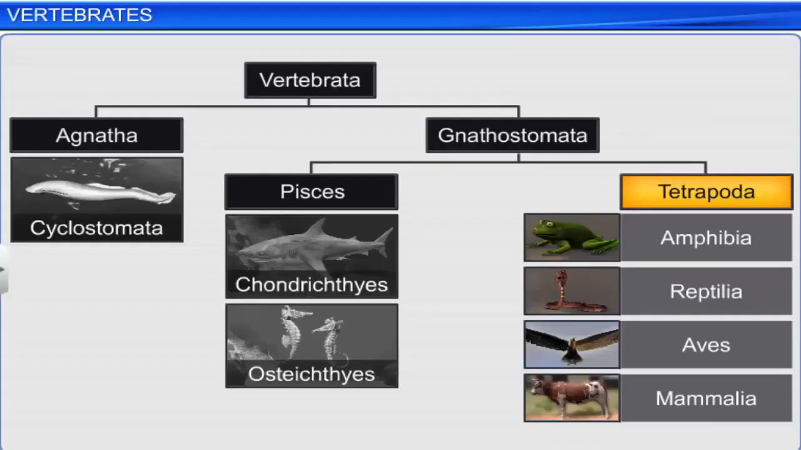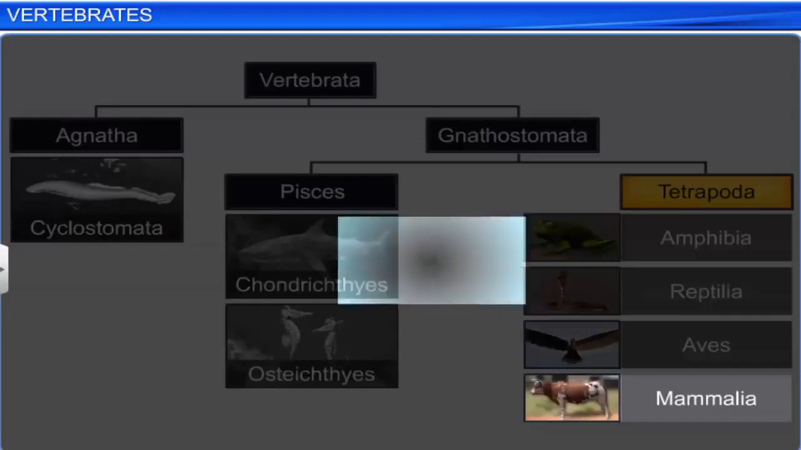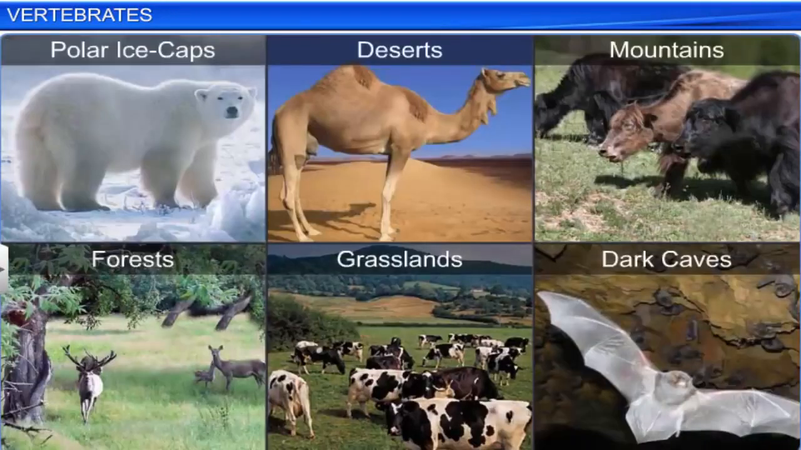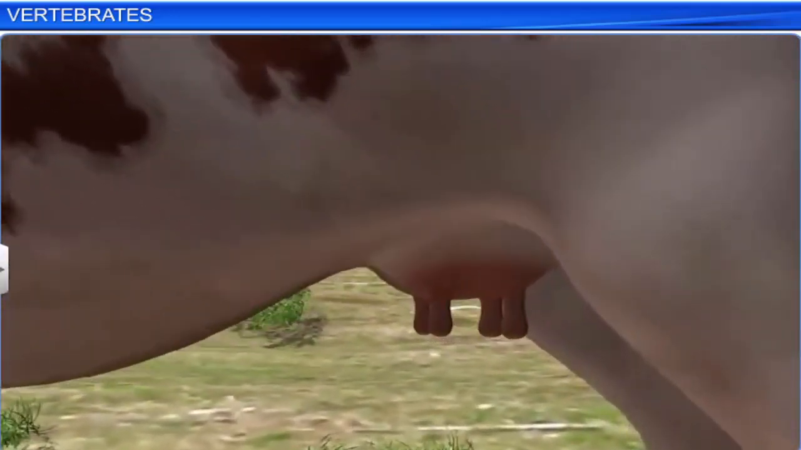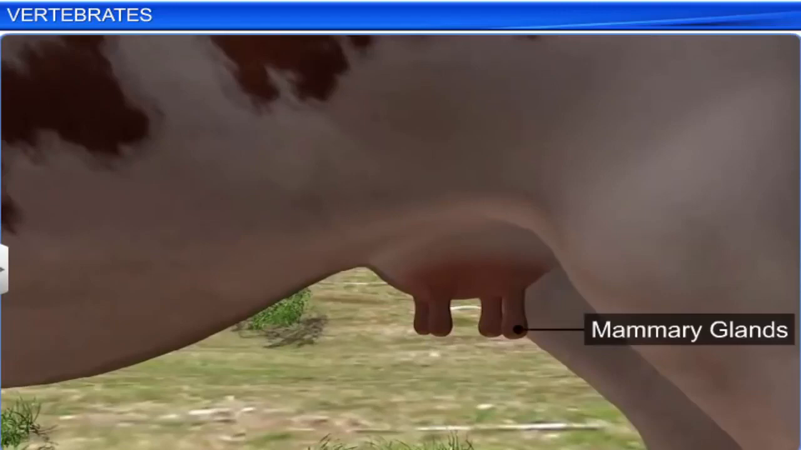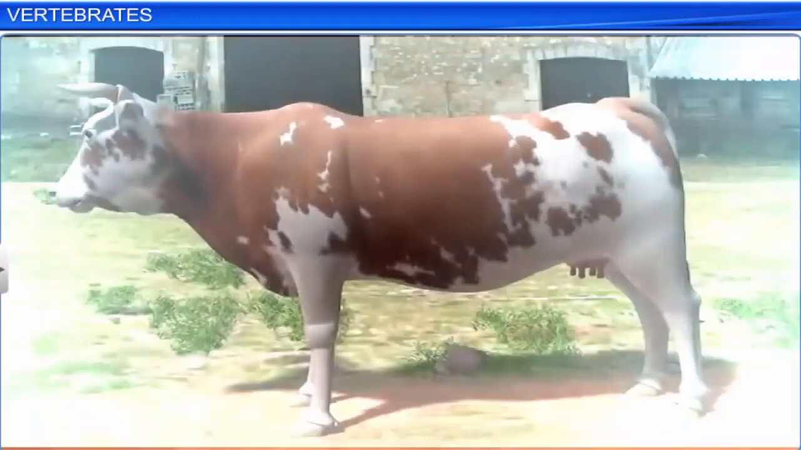The last class under subphylum Vertebrata is Mammalia. Mammals are found in a variety of habitats: polar ice caps, deserts, mountains, forests, grasslands, and dark caves. These vertebrates have certain unique features such as mammary glands, which produce milk, and hair on their skin.